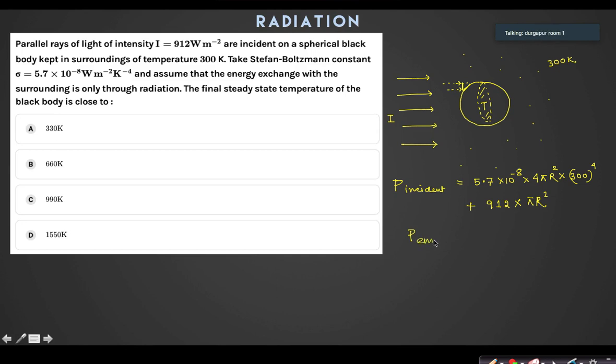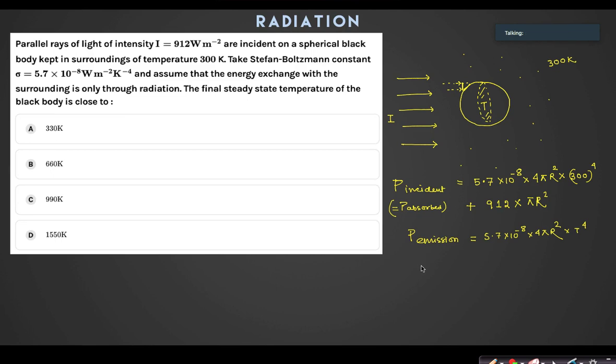And what is the power that is emitted? Emissive power is equal to sigma into A into T power 4. Now this incident is equal to absorption, can I say that? Yes, sir, because of the black body. It is a black body, so incident and absorbed are the same. Then you can just equate these two and find the answer.